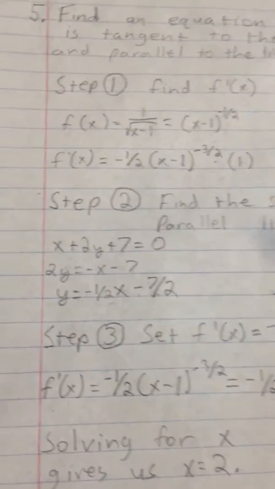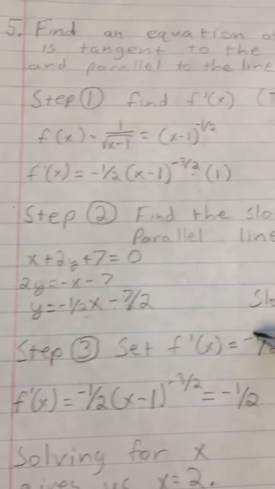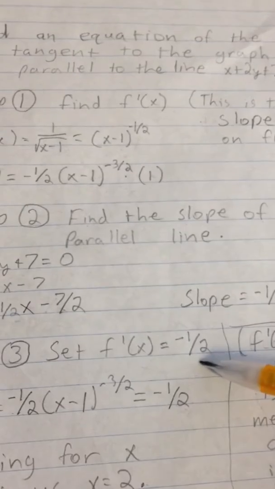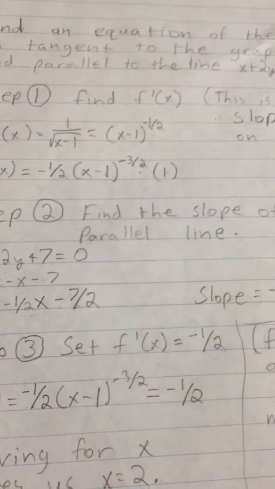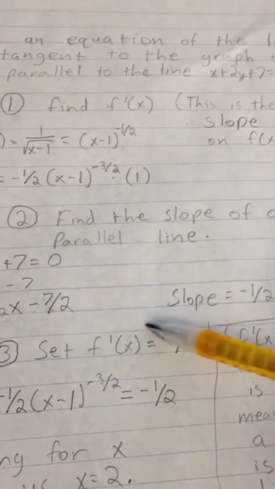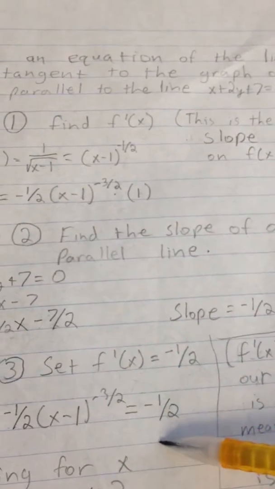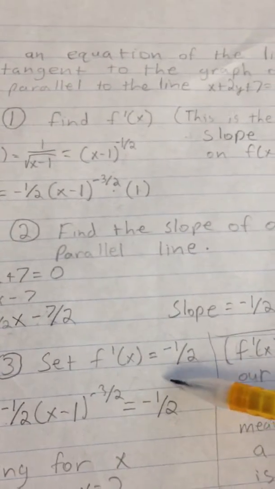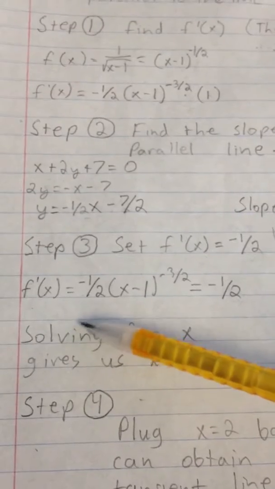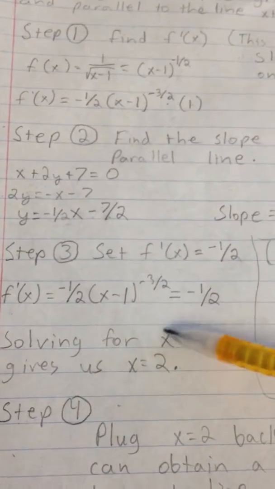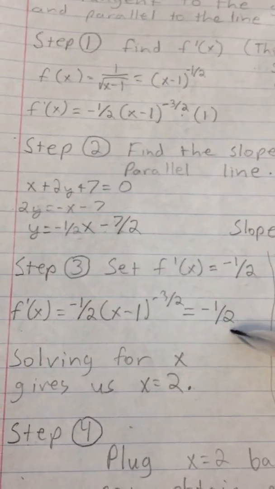Alright, so in step 3, we're going to use this negative 1/2 and set f prime of x equal to negative 1/2. Because remember, f prime of x was the equation of the slope at any point on f of x, but we need to find the specific x value for when f prime of x equals the slope of negative 1/2. So we set f prime of x, which was negative 1/2, x minus 1 in parentheses to the negative 3/2, equal to negative 1/2.